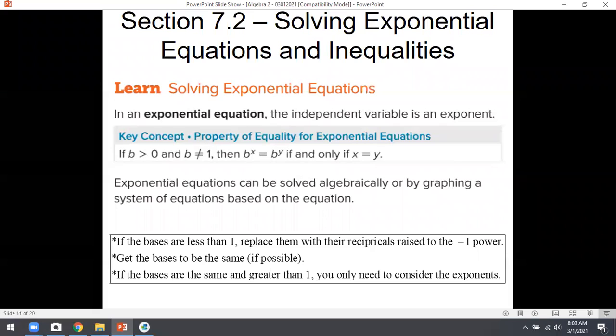I'm trying to make one rule that'll cover everything for you. If the bases are less than 1, replace them with their reciprocals raised to the negative first power. You can always take any fraction and flip it as long as you raise it to the negative first power. That's what a negative first power means. It means you move it from the top to the bottom or the bottom to the top, things like that.